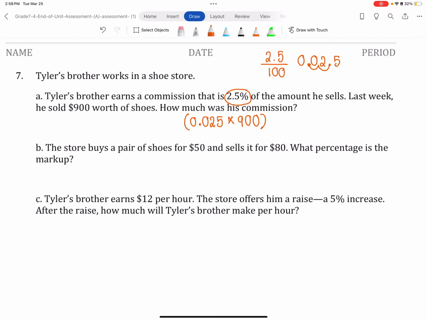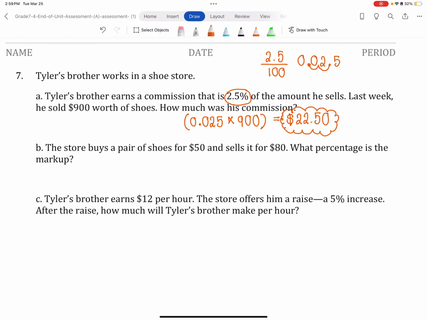And this time we're not going to actually add it back to $900, because $900 is how much he's sold in terms of shoes. It's not part of his commission. So if we're just talking about his commission alone, then it's just 2.5% of 900, which is equal to $22.50. So from selling $900 worth of shoes, he made 2.5% of $900, which is $22.50.